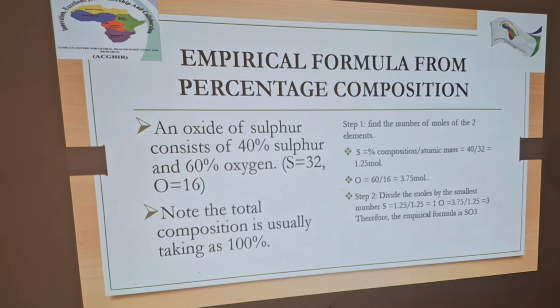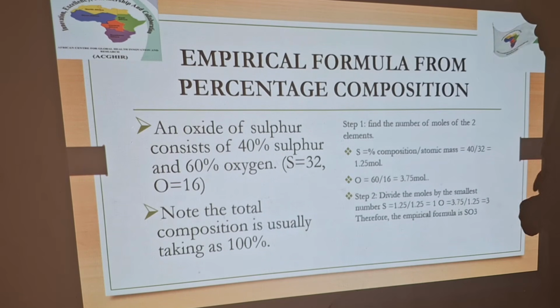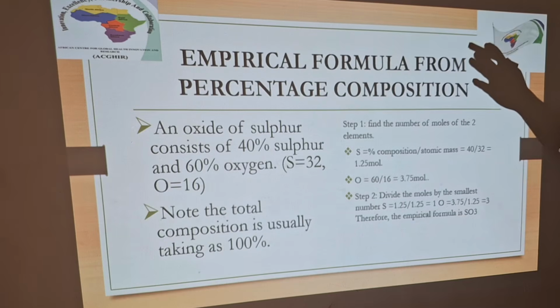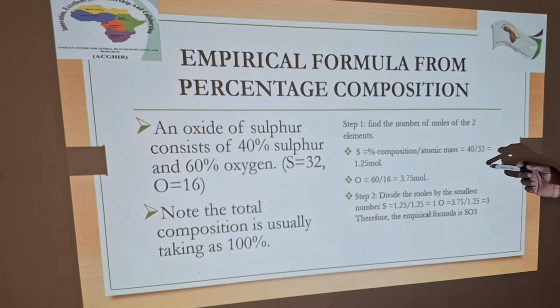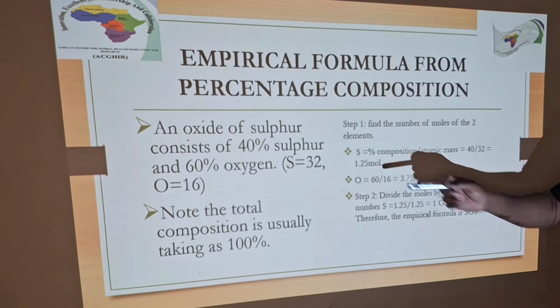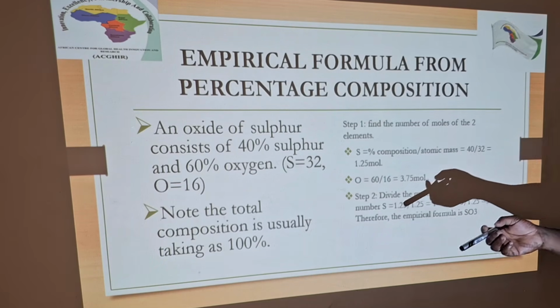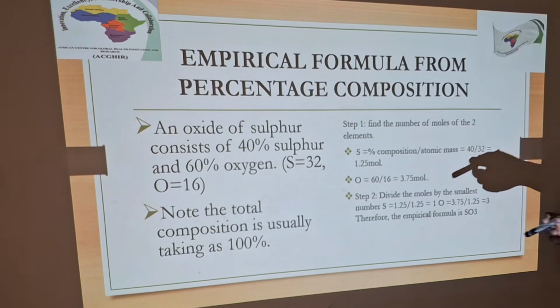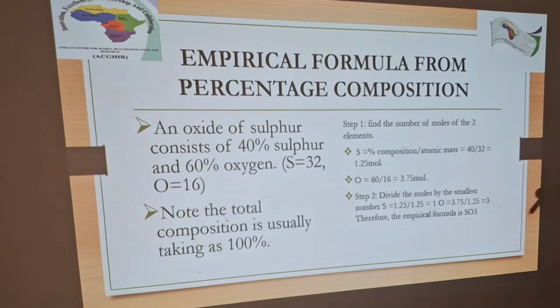Right. So first of all, we are going to say the percentage composition of sulfur divided by the atomic mass of sulfur, which is 32. The percentage composition of sulfur according to the question is 40%. We divide it by 32, and we are going to get 1.25 moles. Similarly, we do the same for oxygen. We are given that the percentage composition of oxygen is 60%. We are going to divide it by the atomic mass of oxygen, which is 16, and we are going to get 3.75 moles, right?